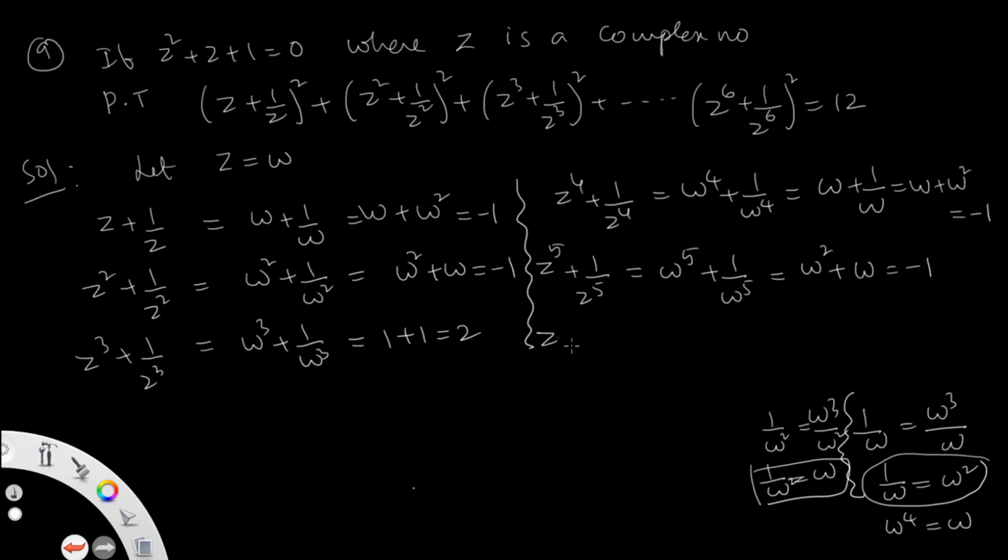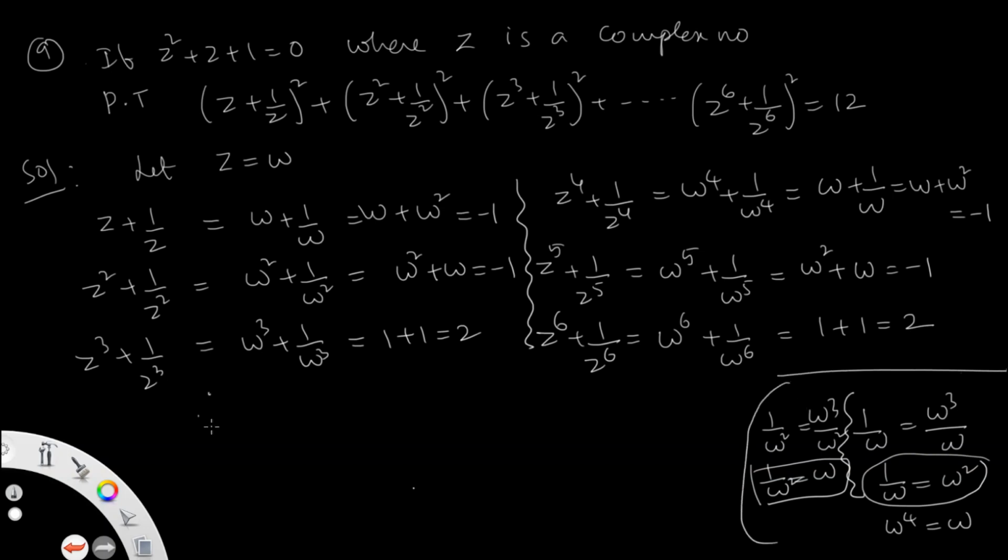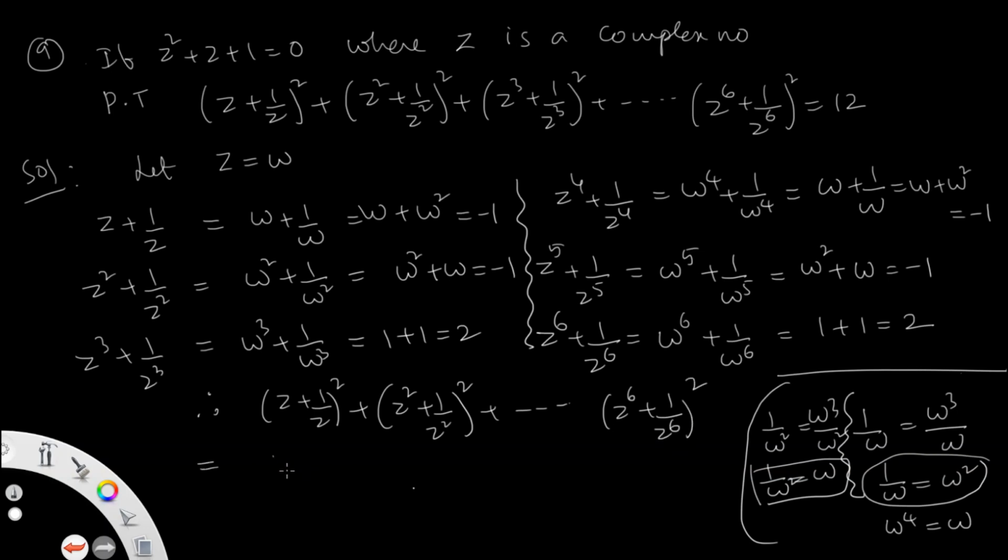z power 6 plus 1 by z power 6 equals omega power 6 plus 1 by omega power 6, which is 1 plus 1, that becomes 2. Therefore, (z plus 1 by z) whole square plus (z square plus 1 by z square) whole square plus and so on up to (z power 6 plus 1 by z power 6) whole square equals 1 plus 1 plus 4 plus 1 plus 1 plus 4. That is nothing but 12.